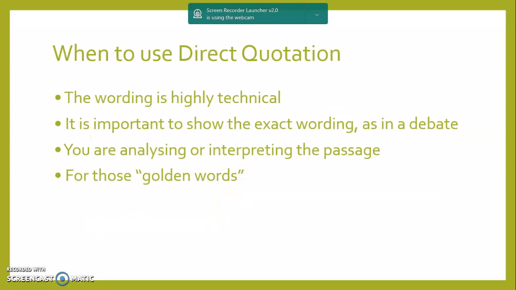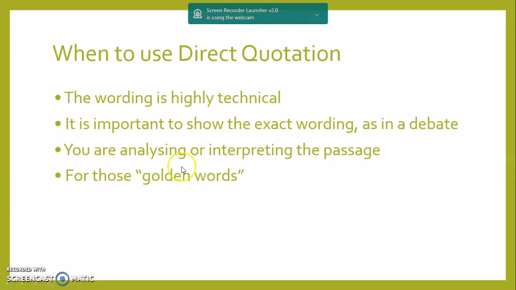So when to use direct quotations? You need to use direct quotation when the wording is highly technical. You need to borrow that wording and put it in quotation marks, and then explain what the wording is about. And when it is important to show the exact wording, as in a debate. When only a part of it is taken, it will not mean the same, so you need to quote the whole sentence, in quotation marks.